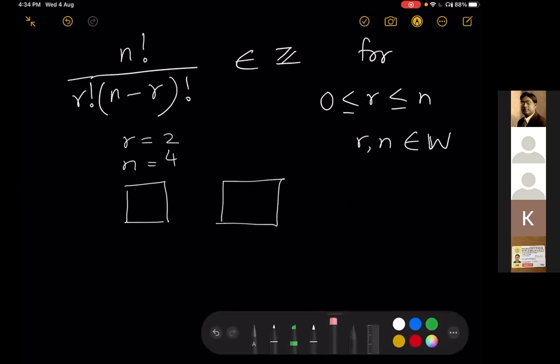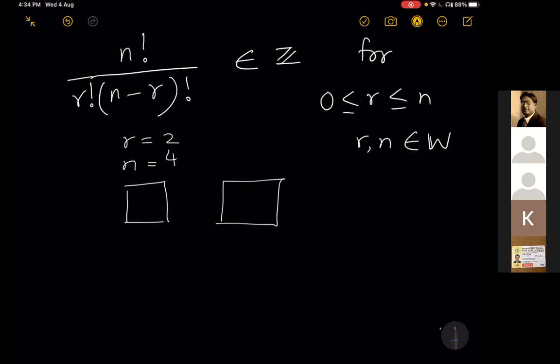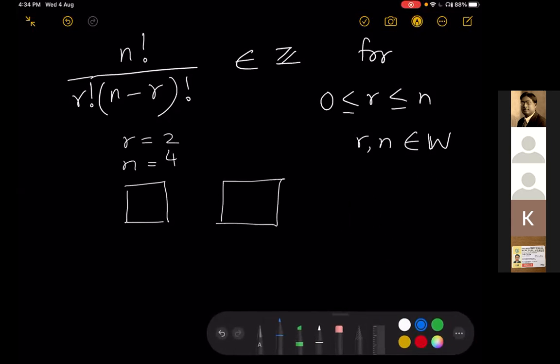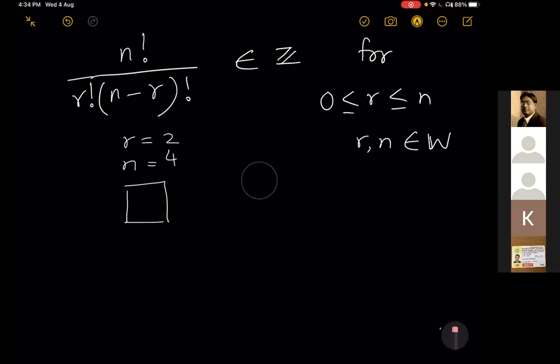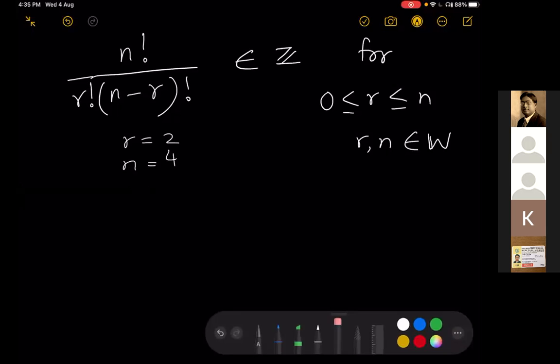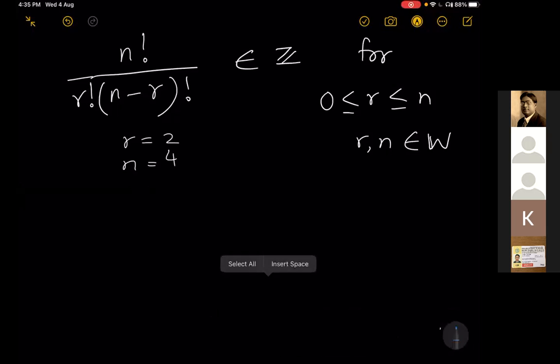So suppose you have two boxes, and in each box, wait, not like this. Wait, just.